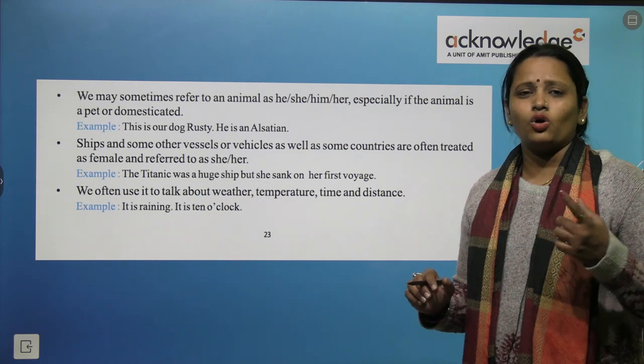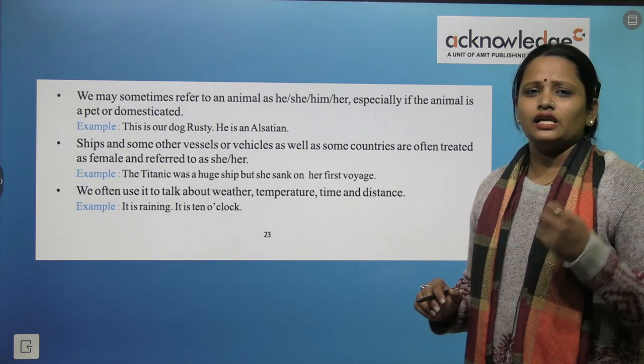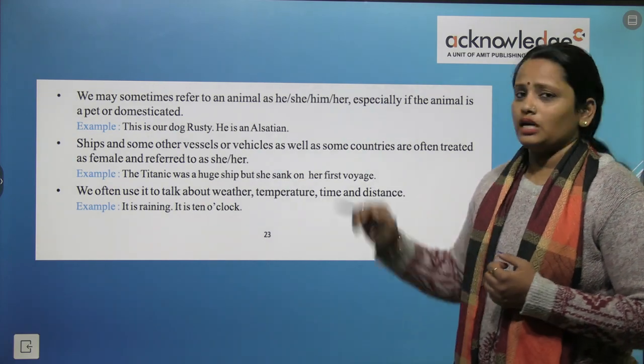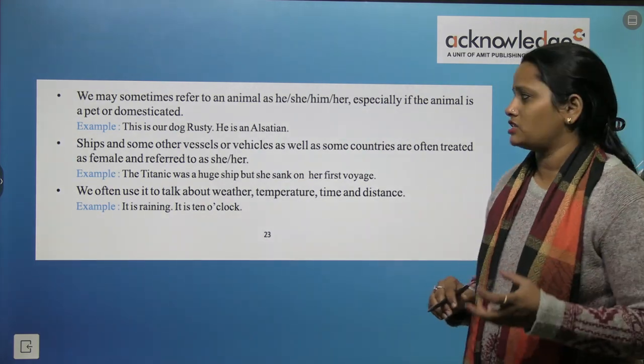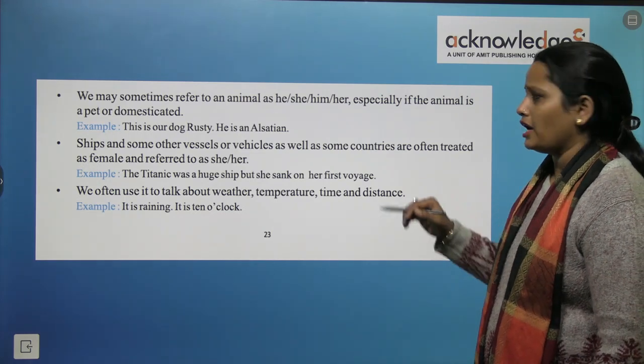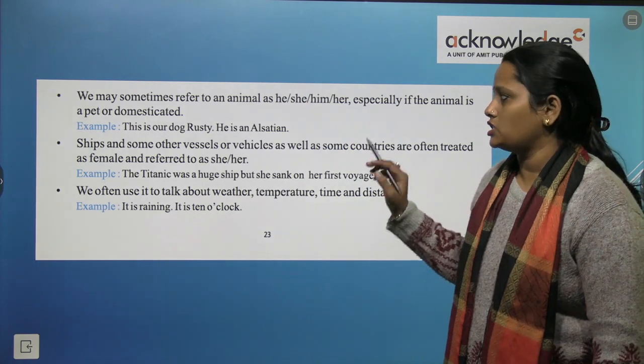वैसे तो हमें पता है कि नॉन लिविंग थिंग और एनिमल्स के लिए हमें इट प्रोनाउन लिखा गया है. बट कई बार ऐसा होता है कि किसी एनिमल को ही या शी, हिम या फिर हर से बुलाया जाता है. कब बुलाया जाता है? स्पेशली इफ द एनिमल इज अ पेट और डोमेस्टिकेटेड.